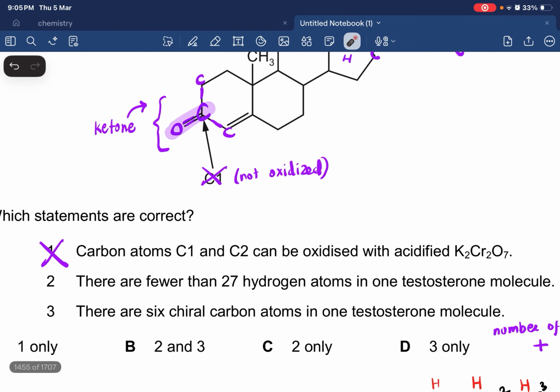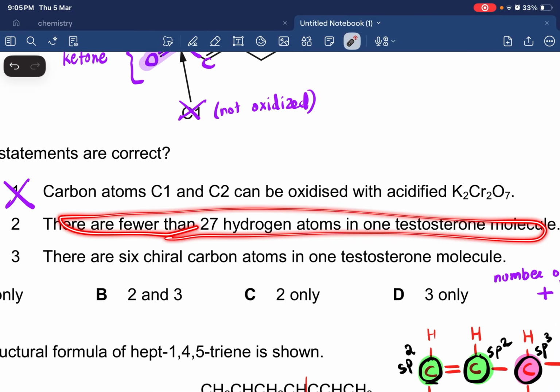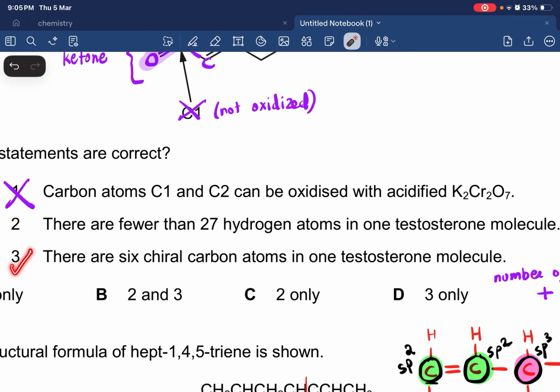There are fewer than 27 hydrogen atoms in one molecule of testosterone. Fewer than means less than. So we have to count the number of hydrogen atoms. Is there some way I can bypass this? No, I cannot. Let's see if the third one is correct or not, because this is a long task, which I want to avoid. That's why I'm going to go with option 3 first. There might be some way I can just bypass this.